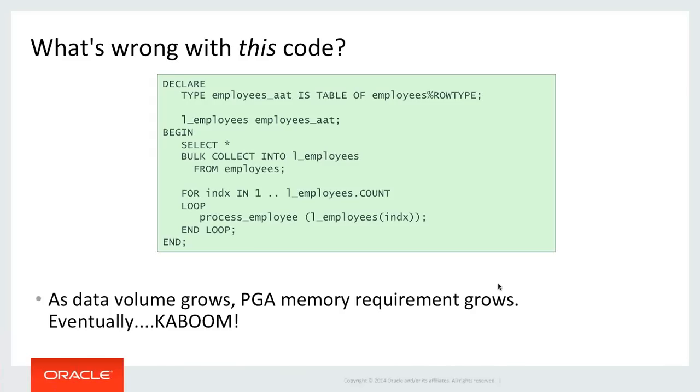The problem with this code is that as the data volume grows in my employees table, this program will consume more and more PGA memory. And eventually, it might cause a crash. And this is a classic scenario, but sort of a nightmare scenario for developers. I write this program in 2010, and I move on to my next company, my next project, and it stays inside the company.